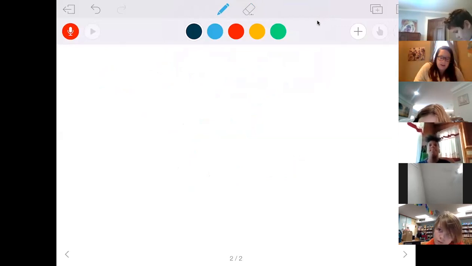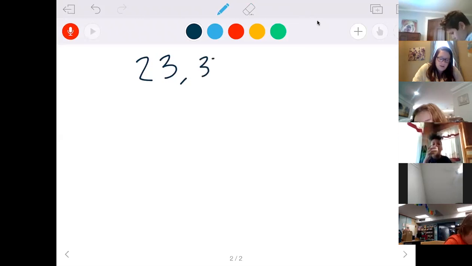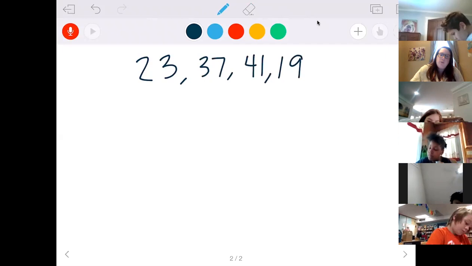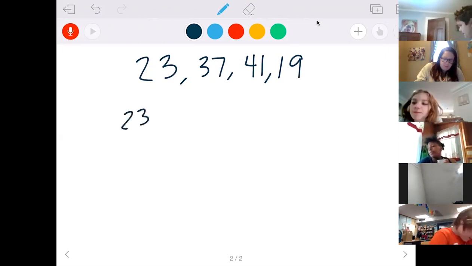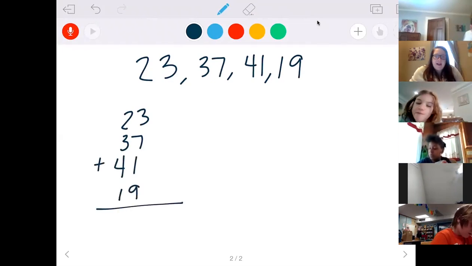Let's do 23, 37, 41, and 19. Okay, find the mean of those. Remember, you add them up. So I add up 23, 37, 41, and 19. And I have 4 numbers here. So once I get that sum, I'm going to divide by 4. You got to stack them up and add them.